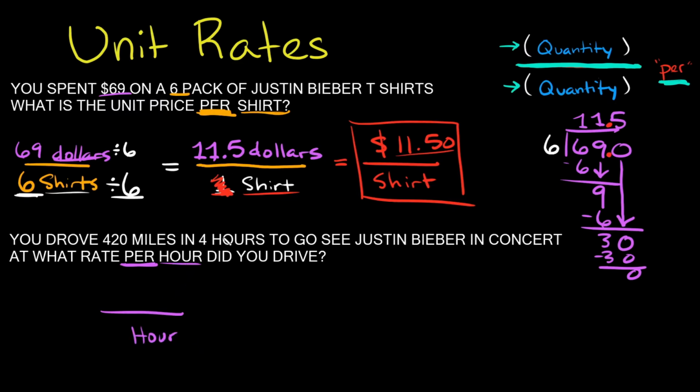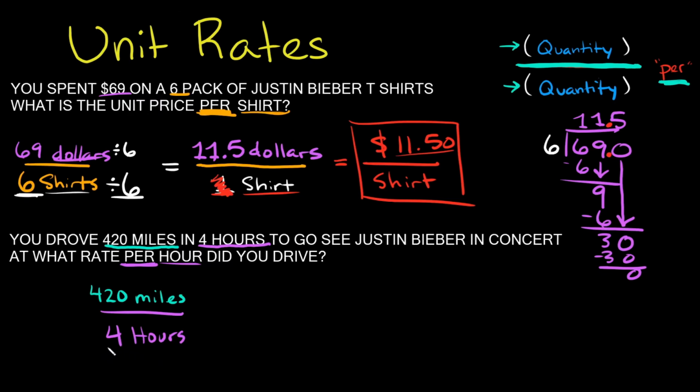So how many hours were there? Well, it says 4 hours right here, right? So we'll put 4 hours. So that means our other quantity right here, 420 miles, must go on top. 420 miles. Okay, so 420 miles per 4 hours. That is our rate. But again, we're looking for unit rates, right? And in order to find a unit rate, you just have to convert your denominator to a 1.